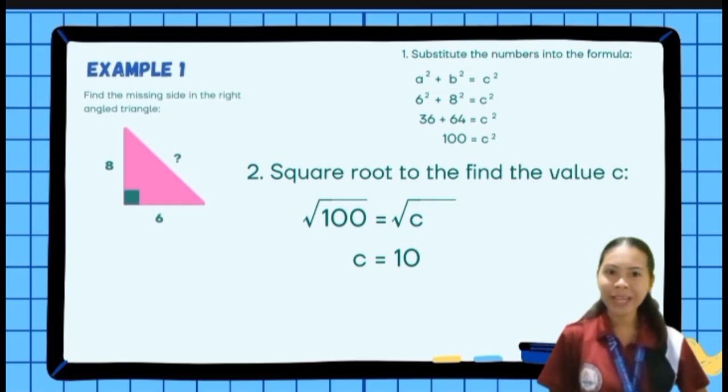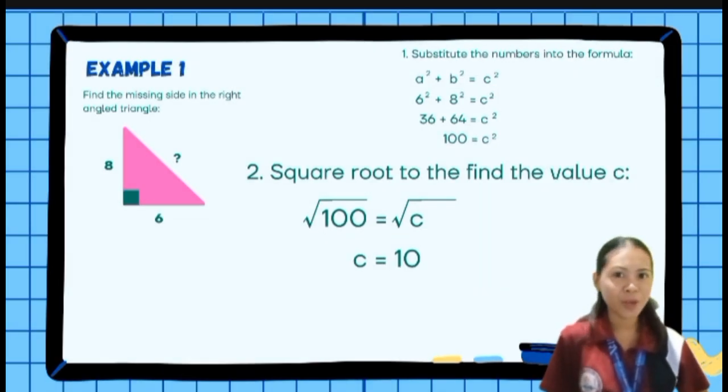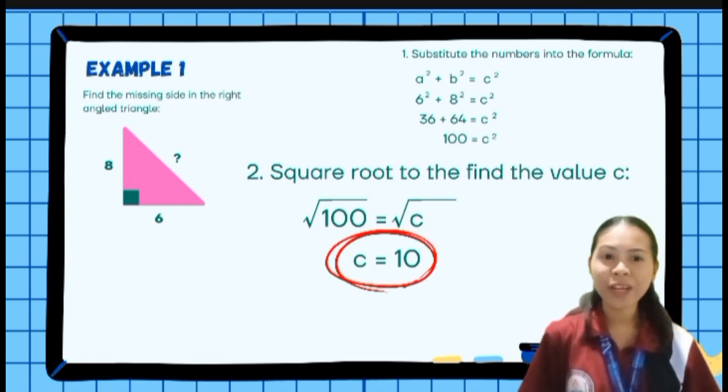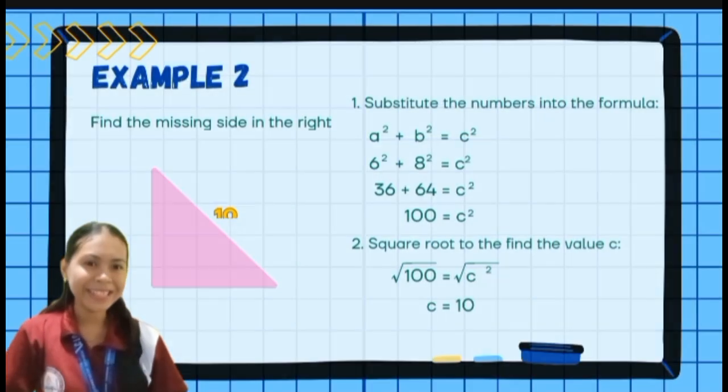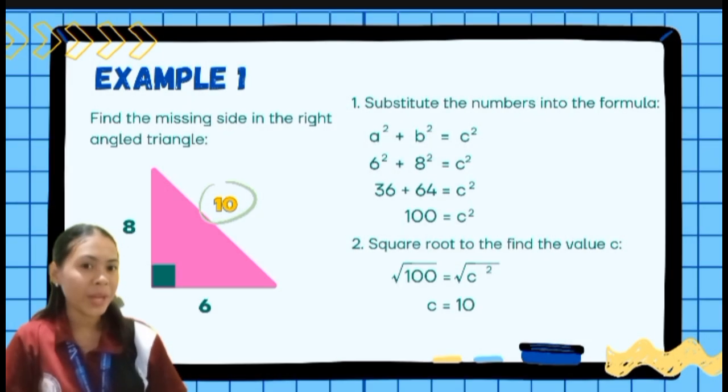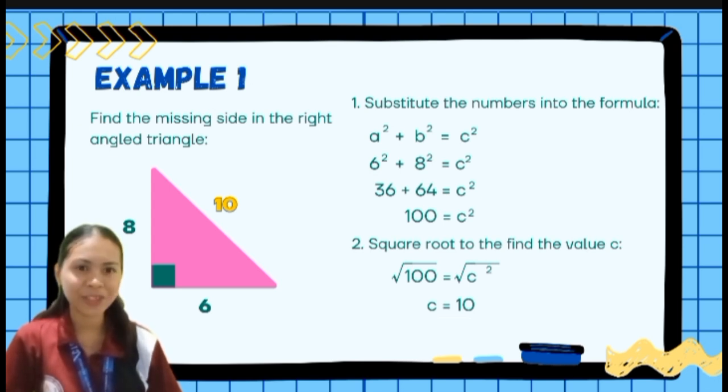But we're not yet done. To find the value of c, we need to take the square root of both sides of the equation. So the square root of c squared and the square root of 100. The square root of 100 is, yes, 10. The length of the missing side, the hypotenuse, is 10 units. We have successfully used the Pythagorean theorem to find the missing side of a right-angled triangle.